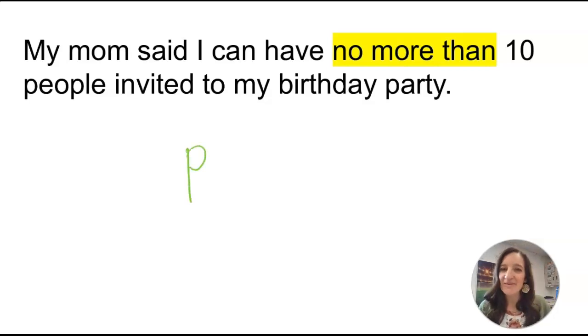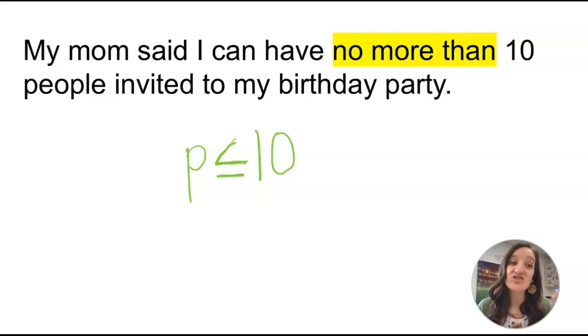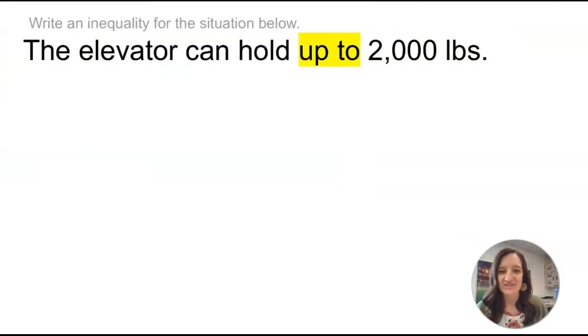So the people at the party can be no more than 10. So would 10 people be okay? Yeah, 10 people would be okay. Would more than 10 people? No, your parents would be like, nope, sorry. You cannot have more than 10 people. I said no more than 10 people, which means that our inequality has to be the less than or equal to. 10 people is okay. Less than 10 people is great too. We just can't go more. It says no more than 10 people. So the inequality is P is less than or equal to 10.